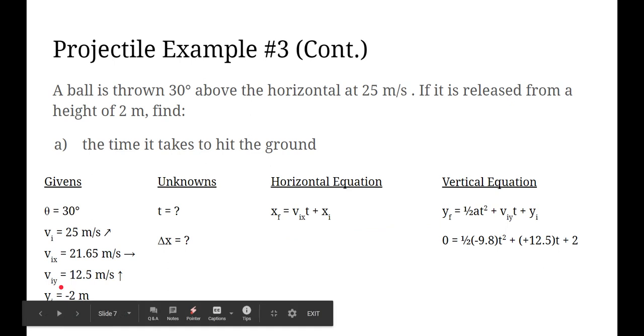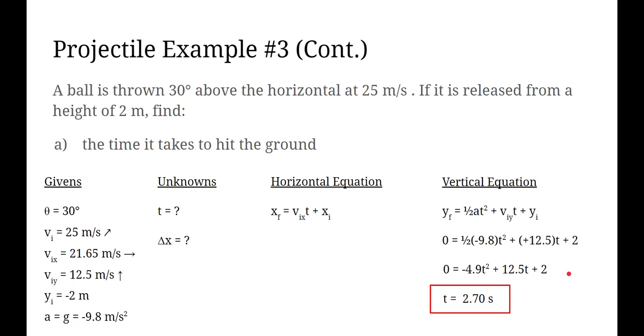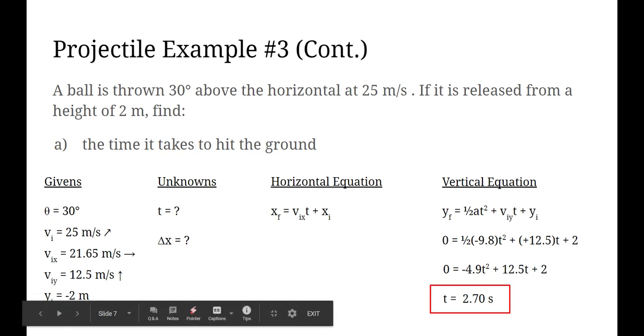Because we know where it's starting, which is at 2 meters, and where it's ending, which is at 0 meters, we're going to rely on the vertical equation first, plug in the acceleration due to gravity and the initial velocity in the y direction, and then solve for time using the quadratic formula, which tells us that it would take 2.7 seconds for this ball to reach a height of 0, which would be the ground.